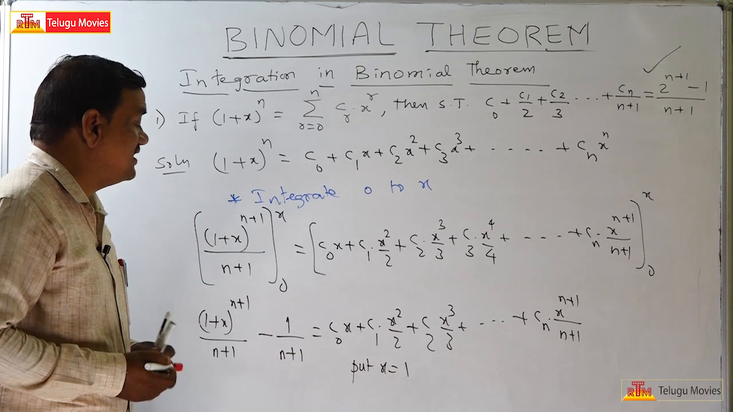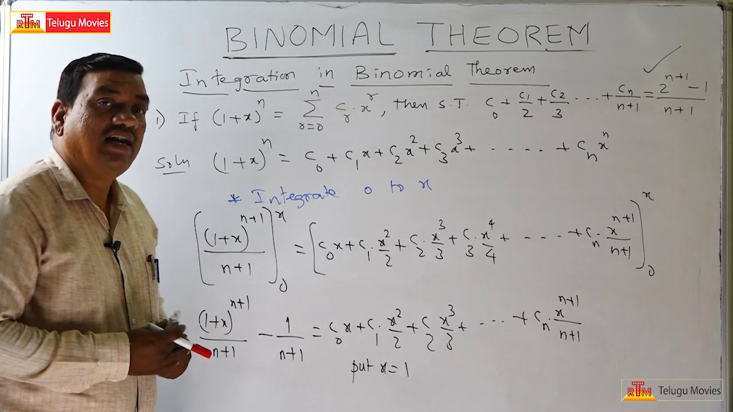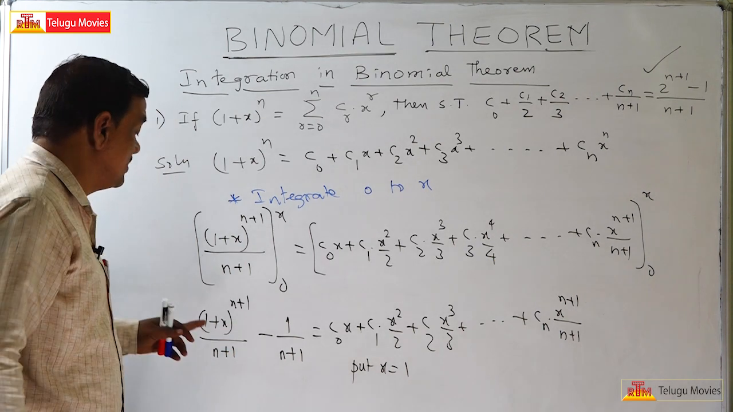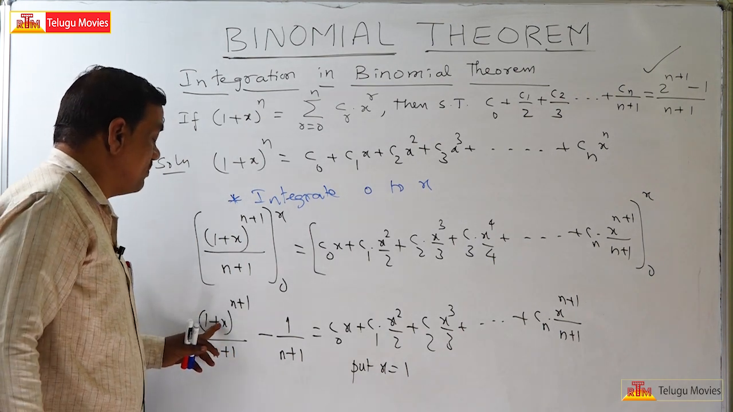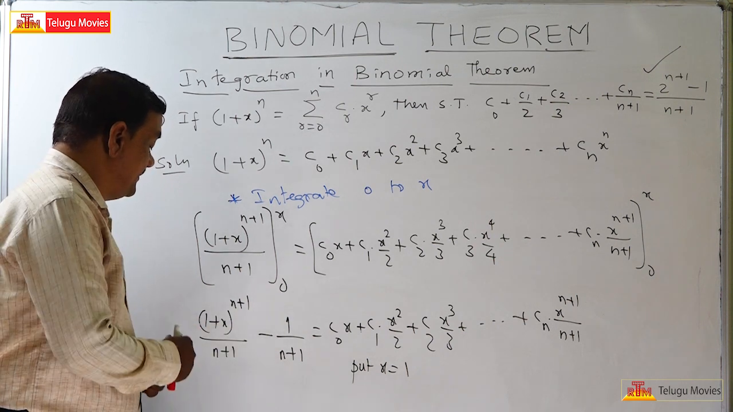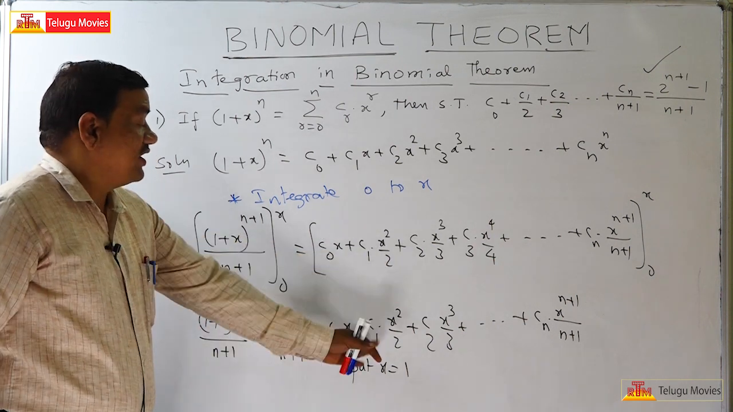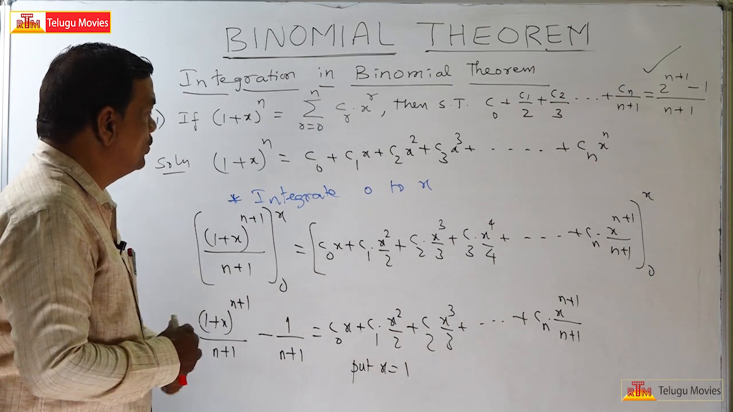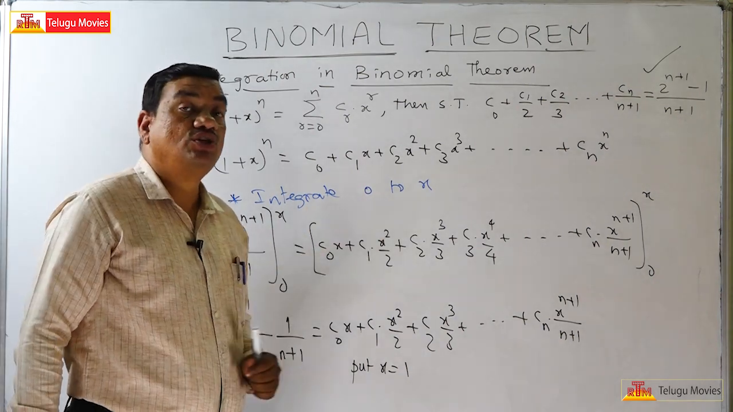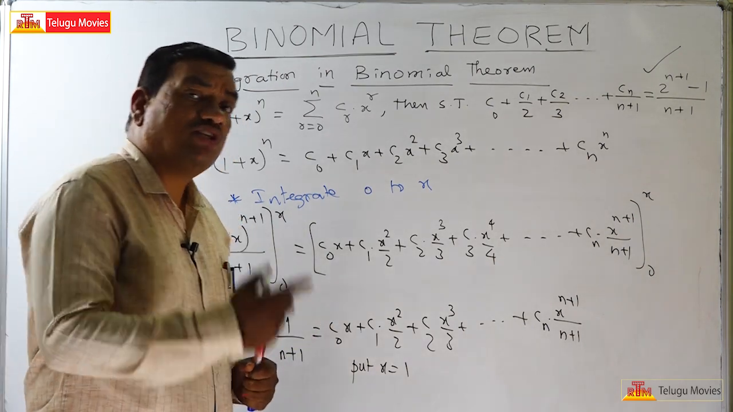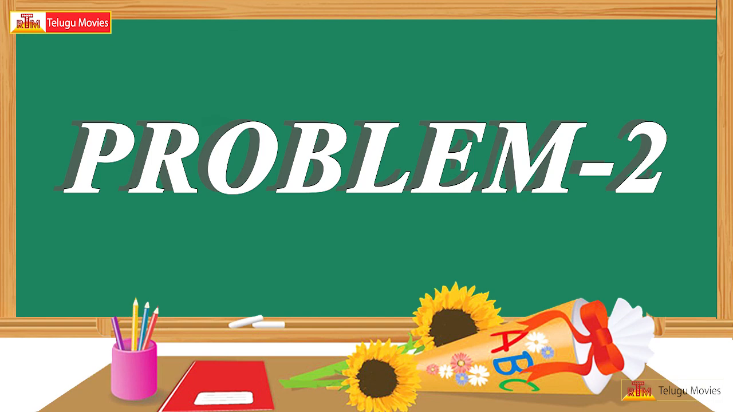If you put x is equal to minus 1, you will get another result. The result is, if you put minus 1, this is equal to 0, this is minus 1 by n plus 1, and you will get alternate plus and minus. Now this problem is done using integration from 0 to x. I hope that you understand this solution. Let us go to one more problem.